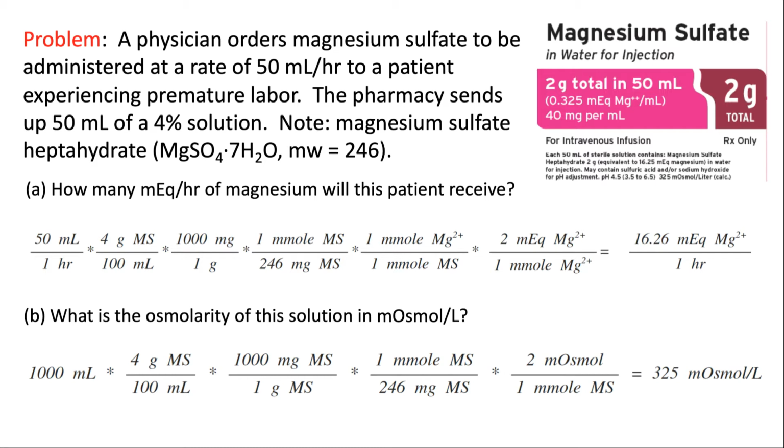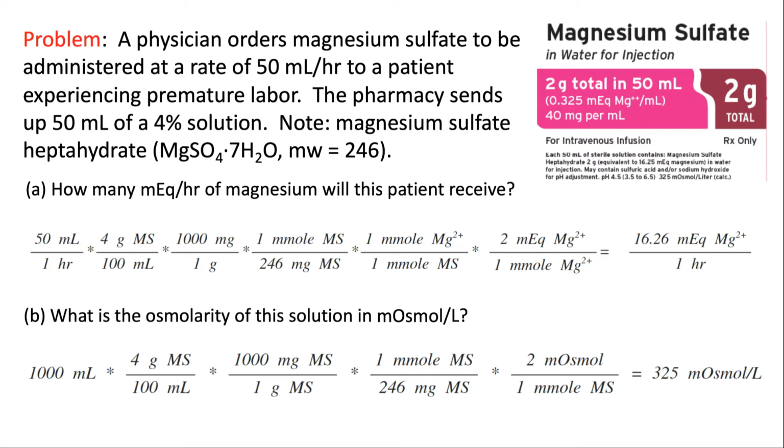Therefore, we're going to multiply by the fact that you would have 2 milliosmoles for every 1 millimole of magnesium sulfate. 1 molecule magnesium sulfate produces 2 particles, 1 magnesium, 1 sulfate. So there are 2 milliosmoles for every 1 millimole of magnesium sulfate. So once again, if you do that math all the way from left to right going across, you would see that the final numeric answer would be 325. And the units, I'll remind you, are in milliosmoles per liter, because this is the number that we calculated was based off of having 1,000 milliliters or 1 liter. So our answer is 325 milliosmoles per liter.